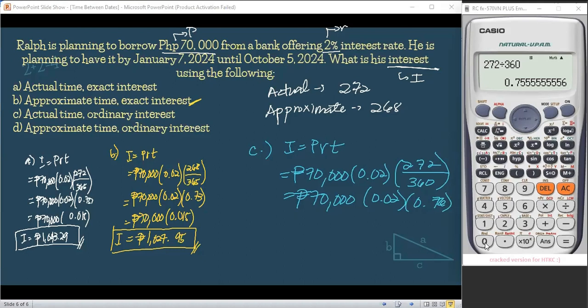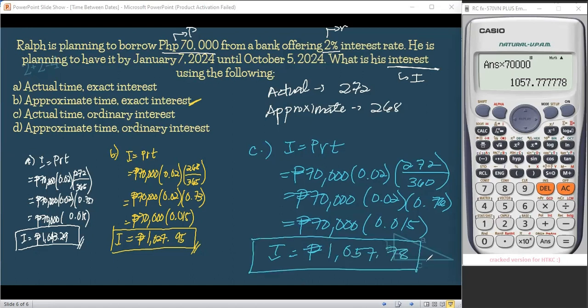Now, our result will be multiplied also by 0.02. That will give us 0.015. Then 70,000 times 0.015 times the result. That will give us 1,057.78. So the interest will be 1,057.78. This is our final answer for the interest using the actual time and the ordinary interest.